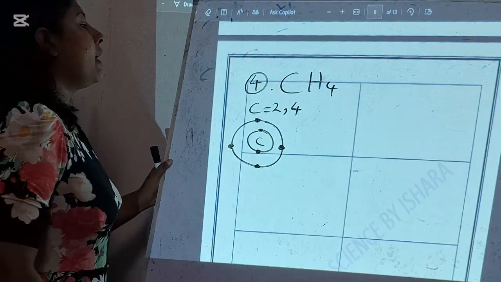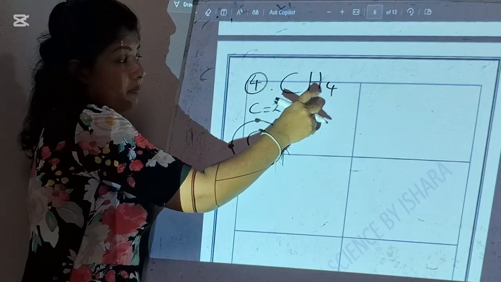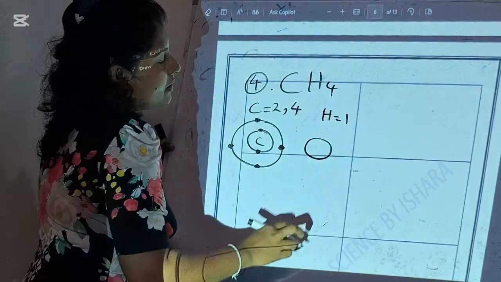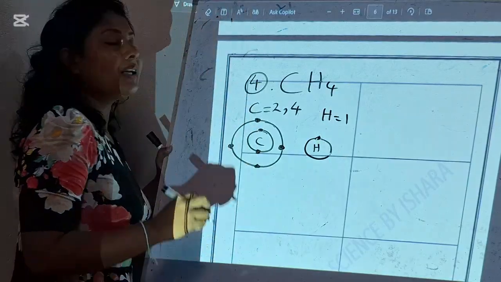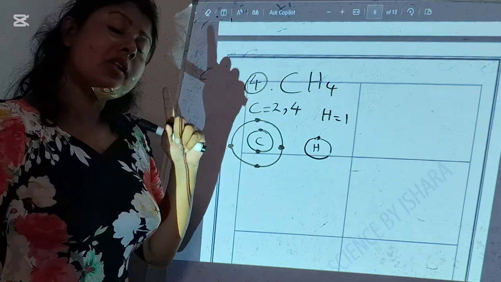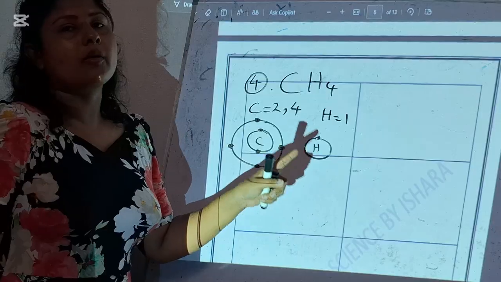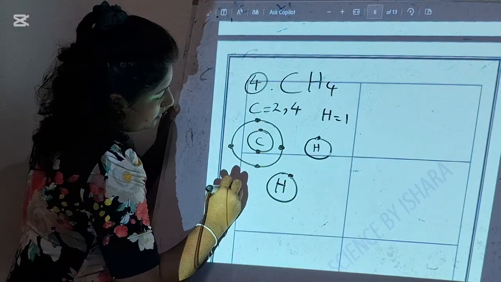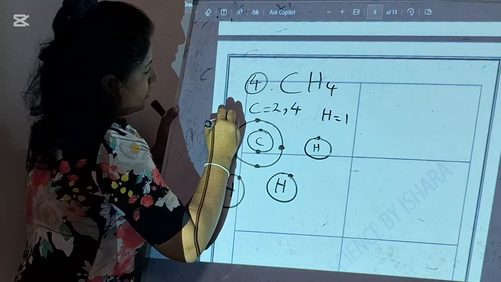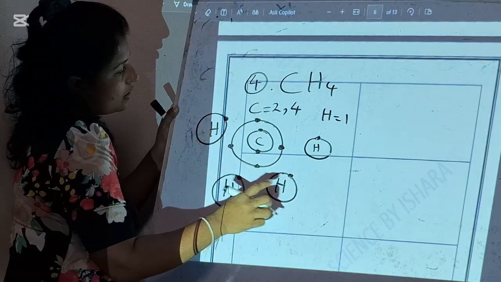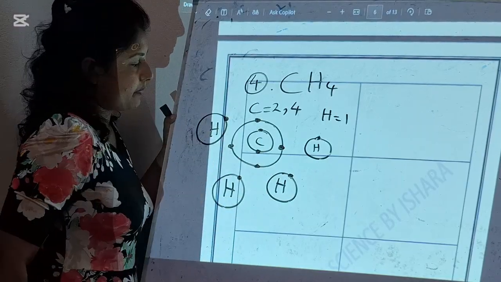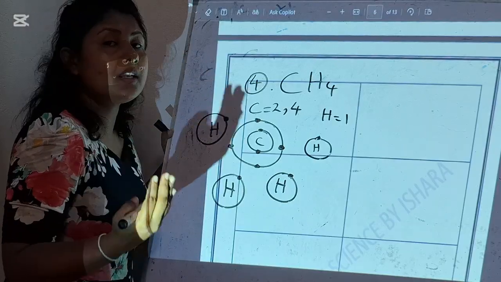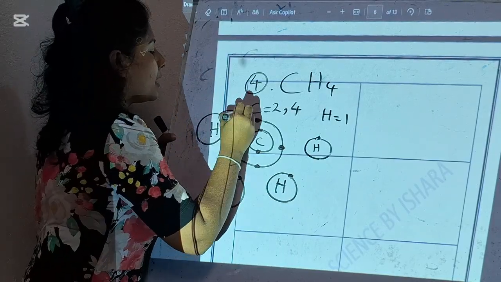4 electrons. Hydrogen: look at hydrogen, it has only 1 electron. But in this molecule there are 4 hydrogens. Now draw the hydrogens around. 1 2 3 4, and only 1 carbon. Carbon has only 4 electrons at the outermost shell, so it needs 8 electrons. So we make bonds with these.